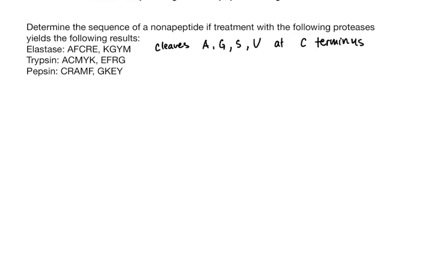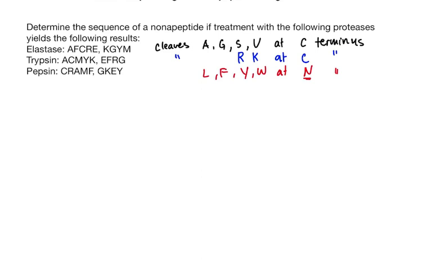Trypsin and pepsin, we've seen those before, so it's the same thing. Each cleaves particular amino acids. In this case, trypsin cleaves arginine and lysine at the C terminus also. Pepsin cleaves leucine, phenylalanine, tyrosine, and tryptophan at the N terminus. Right? So this is at the N terminus.